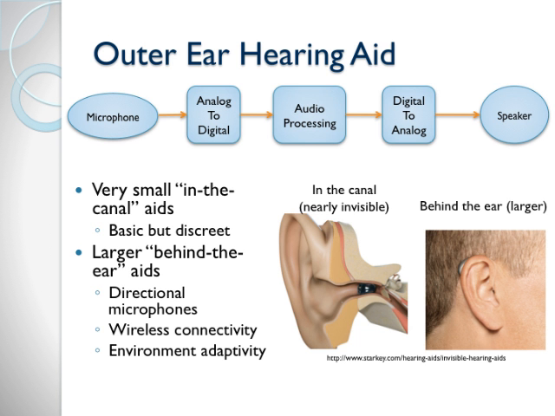Larger options that have processors outside the ear are able to do a few more things with the extra space, such as use two microphones for directional hearing, stream music, TV, or phone calls directly to your ear, and even change settings to adapt to your environment automatically using geotags.